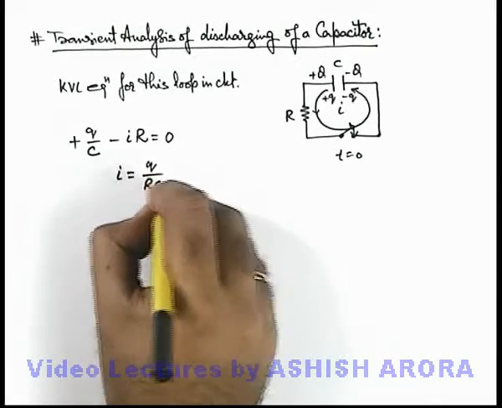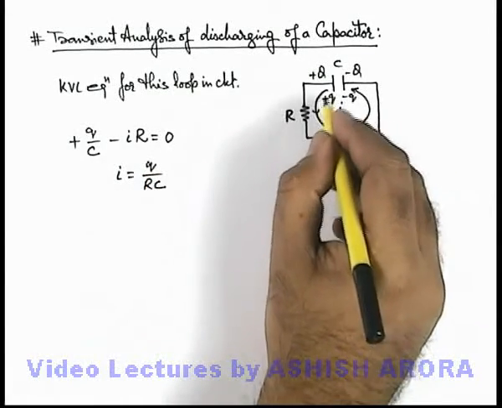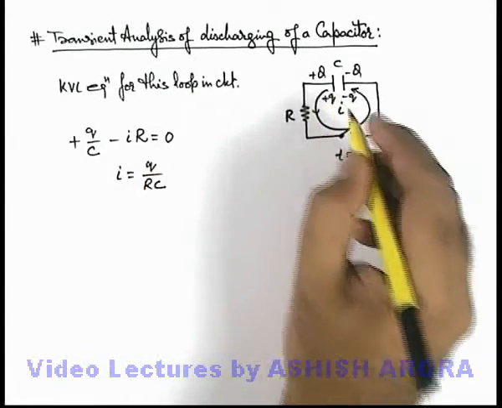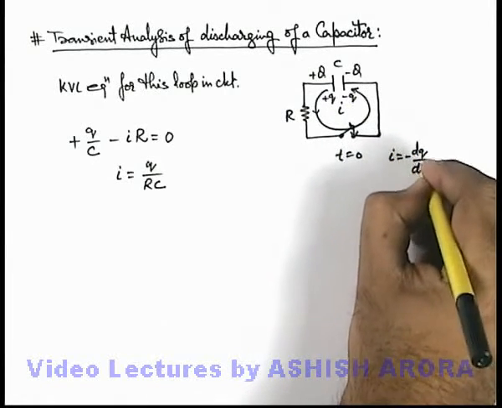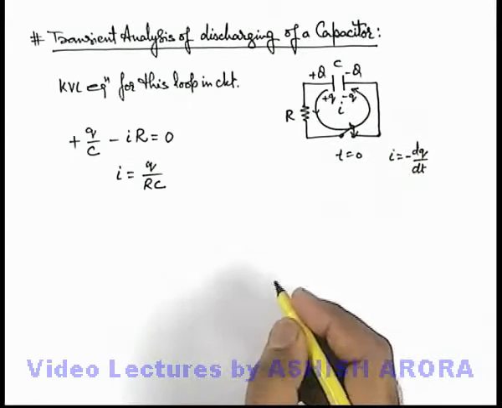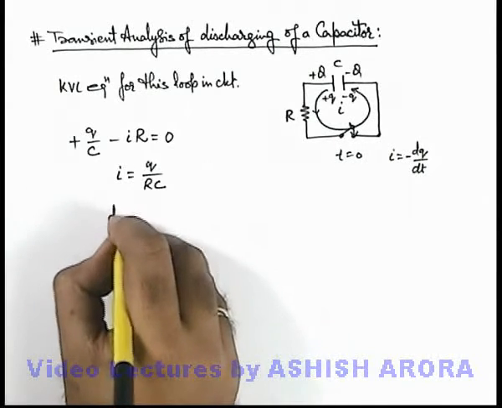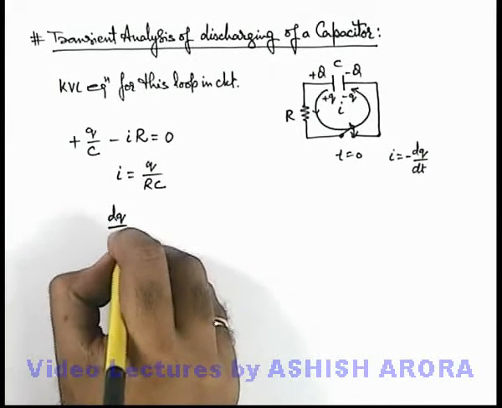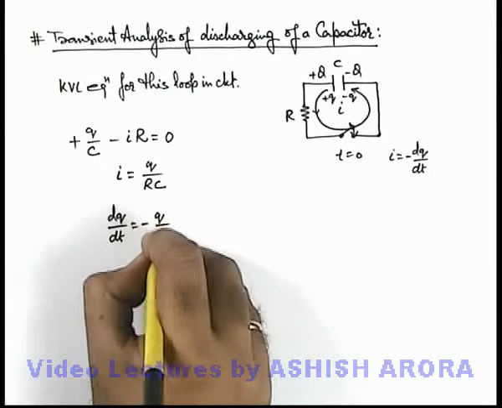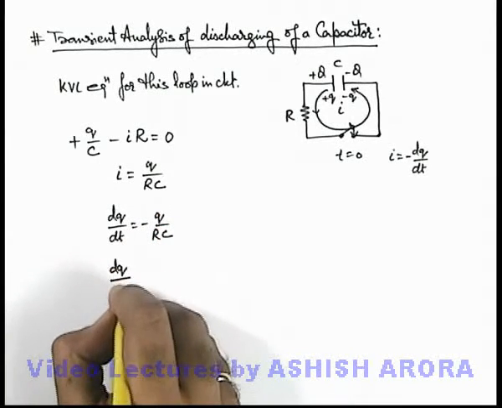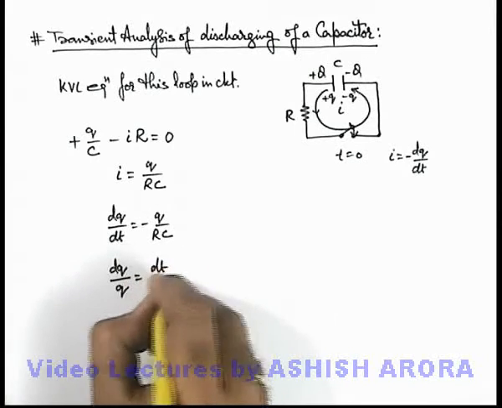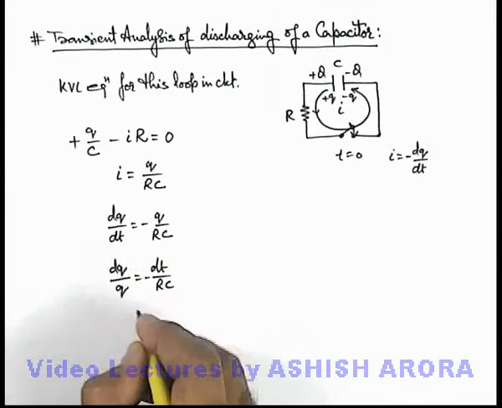So in this situation, you can see the value of current we are getting here is q upon RC, and as with current, charge on the capacitor plates is decreasing, we can write current as minus dq by dt, as dq by dt must be negative. So in this situation, we have dq by dt is negative of q by RC, and if we separate the variables, we get dq by q equals minus dt upon RC.